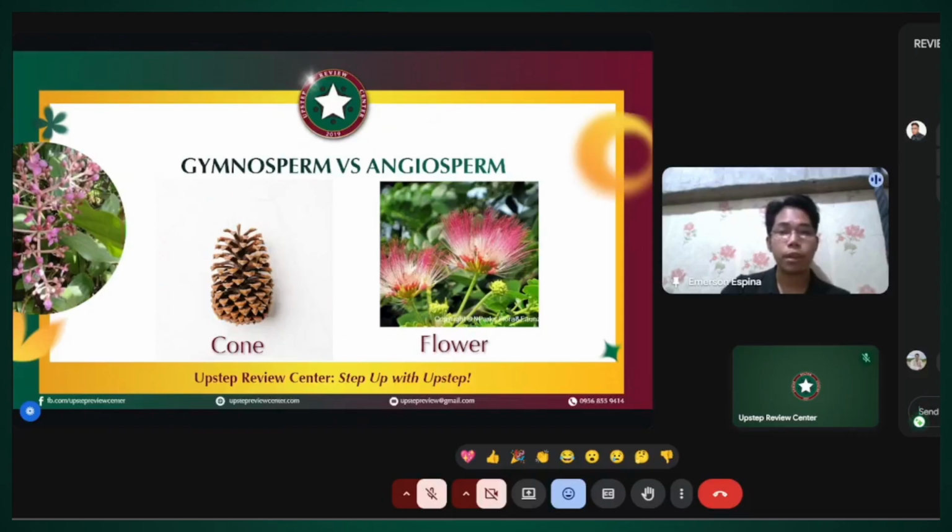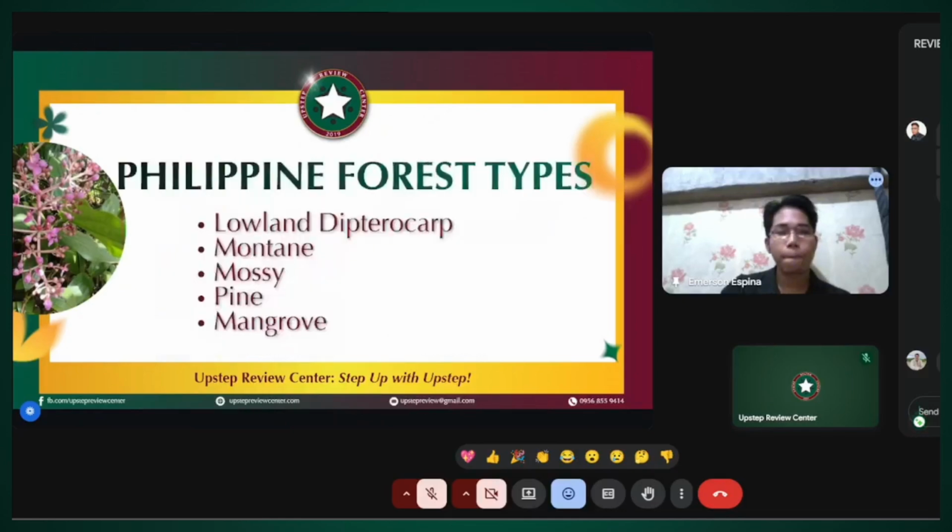In terms of the exam, focus on the Almaciga because it's frequently used and overly used based on the samples that we discovered. And then moving forward, the Philippine forest type.